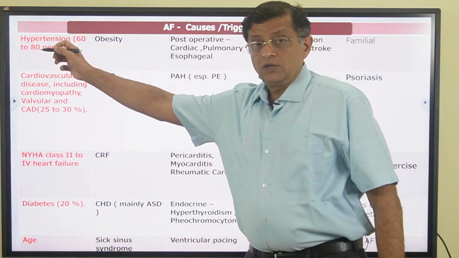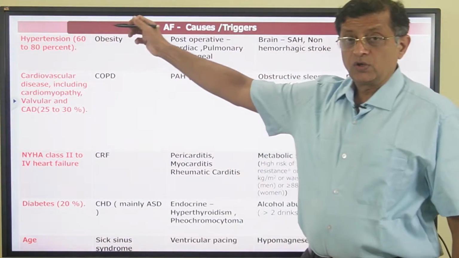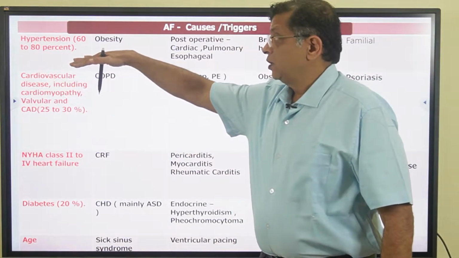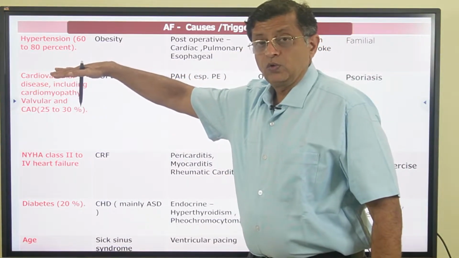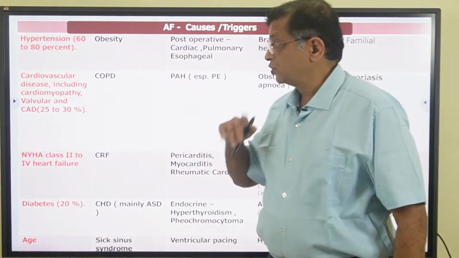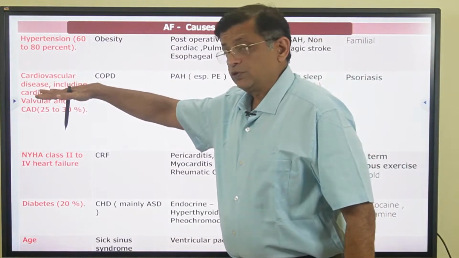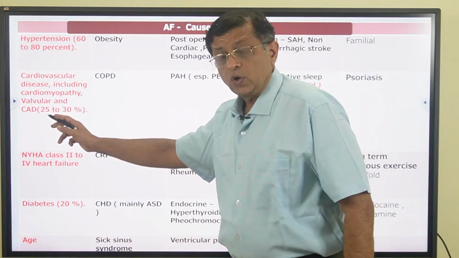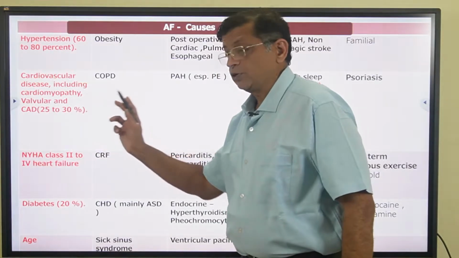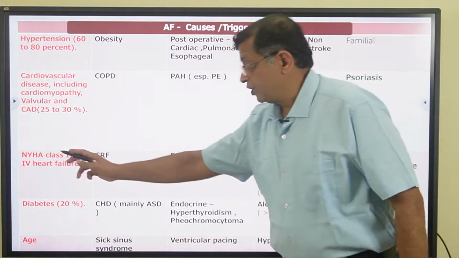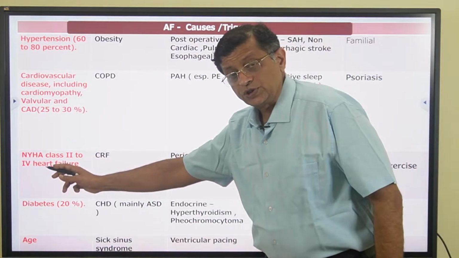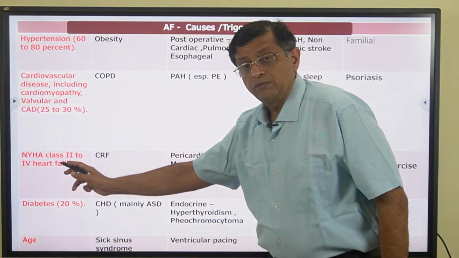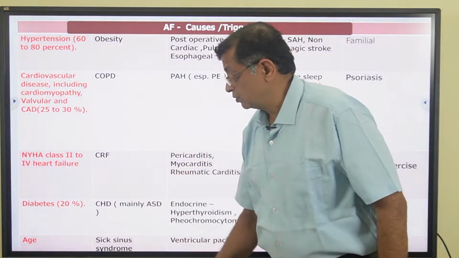Hypertension is the most common cause, or you could say associated factor, for atrial fibrillation. 60 to 80% of people with atrial fibrillation will have hypertension. Second is cardiovascular disease, including cardiomyopathy and valvular or coronary artery disease, 25 to 30%. Heart failure, New York Heart Association class 2 to class 4, many people will have atrial fibrillation.